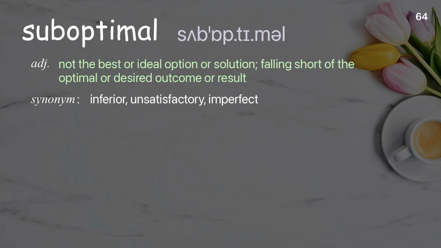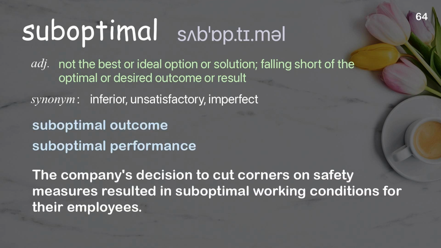Suboptimal. Not the best or ideal option or solution, falling short of the optimal or desired outcome or result. Examples: Suboptimal outcome. Suboptimal performance. The company's decision to cut corners on safety measures resulted in suboptimal working conditions for their employees.